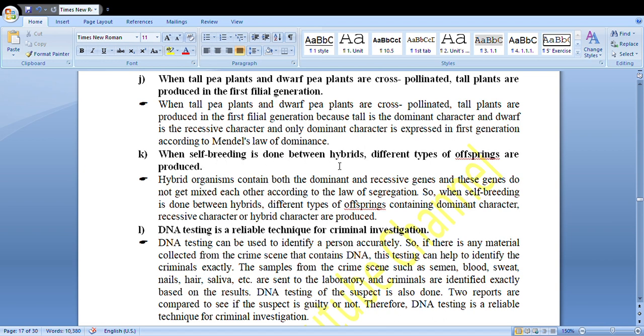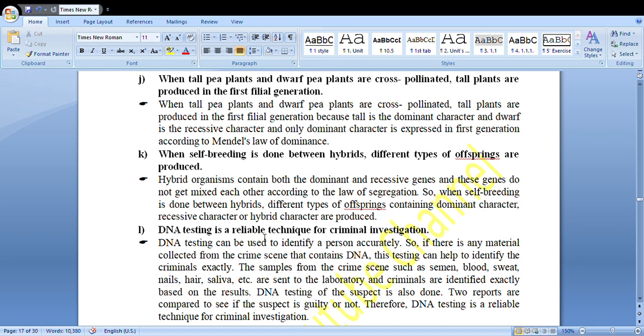When self-breeding is done between hybrids, different types of offspring are produced, because hybrids contain both dominant and recessive genes, and these genes do not mix with each other according to the law of segregation. So when self-breeding is done between hybrids, different types of offspring containing dominant character, recessive character, and hybrid character are produced.